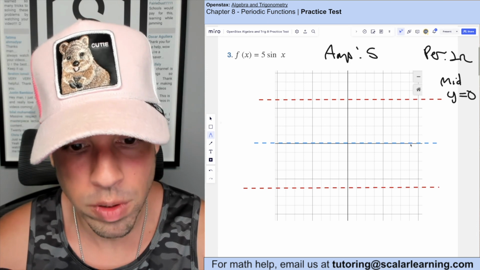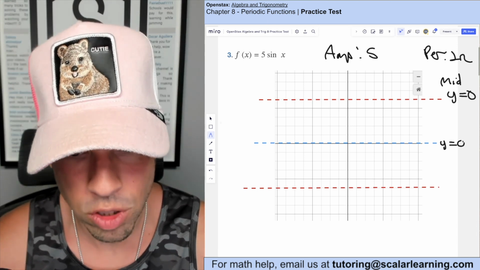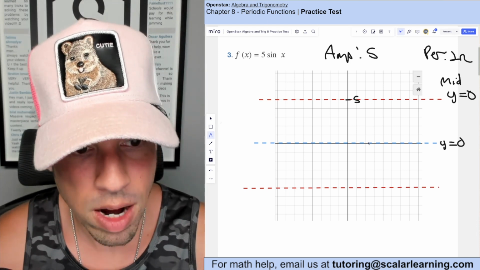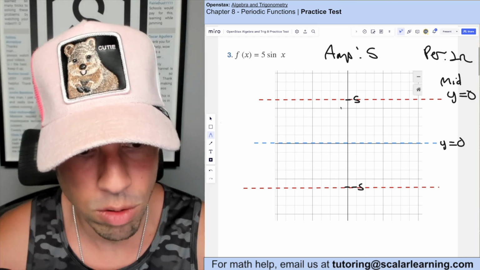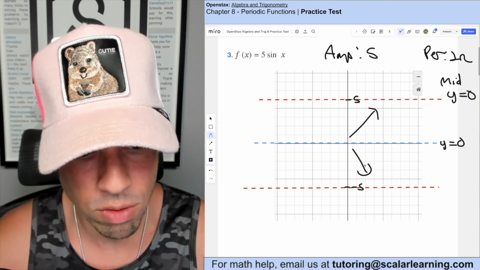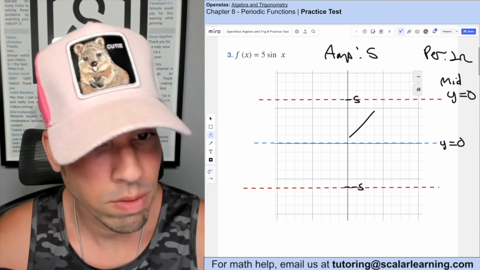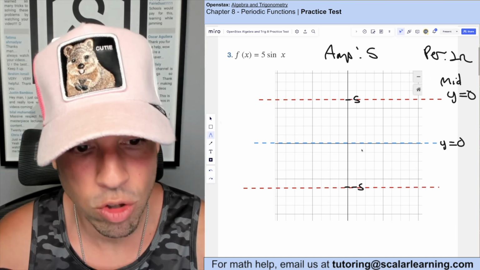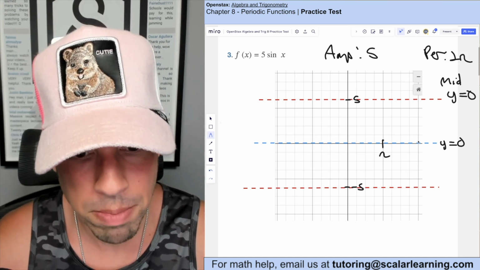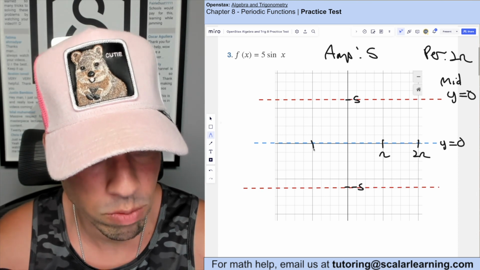And I kind of drew it in, right? Here's a midline at y equals 0. And if we say this is 5 and this is -5, then we have the amplitude up 5, down 5 from the midline. And so we have everything set up. And then with the period being 2 pi, I'll just make this pi, make this 2 pi, and then we have enough room for 2 full periods.